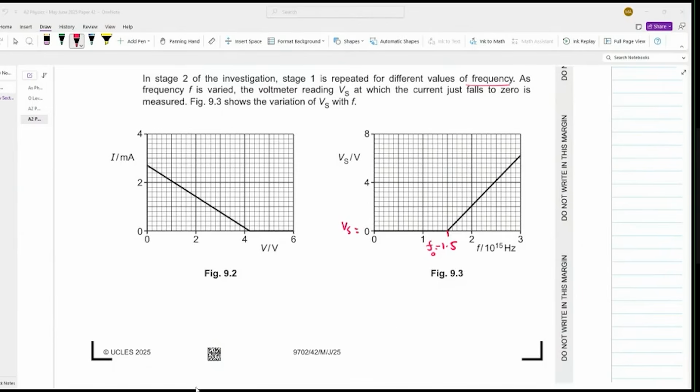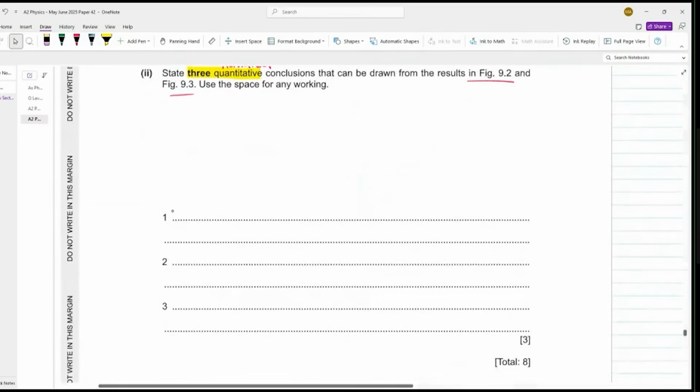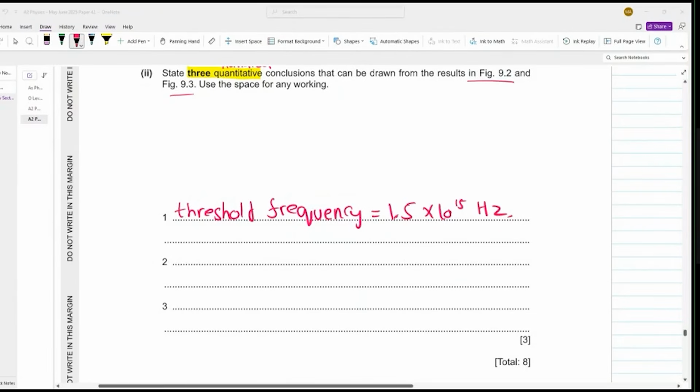What is your threshold frequency? 1.5 into 10 raised to the power of 15. You can write this here: threshold frequency is equal to 1.5 into 10 raised to the power of 15 hertz. Now, if you use your brain a little, you can also determine the threshold wavelength. How can you calculate the threshold wavelength? Very easy. v is equal to f lambda.